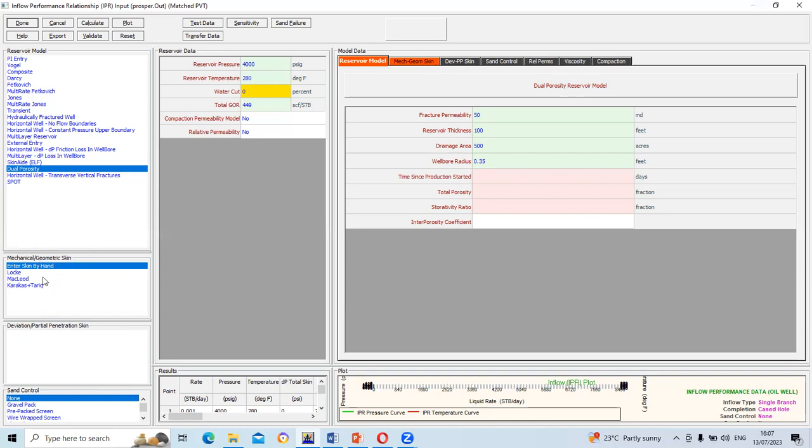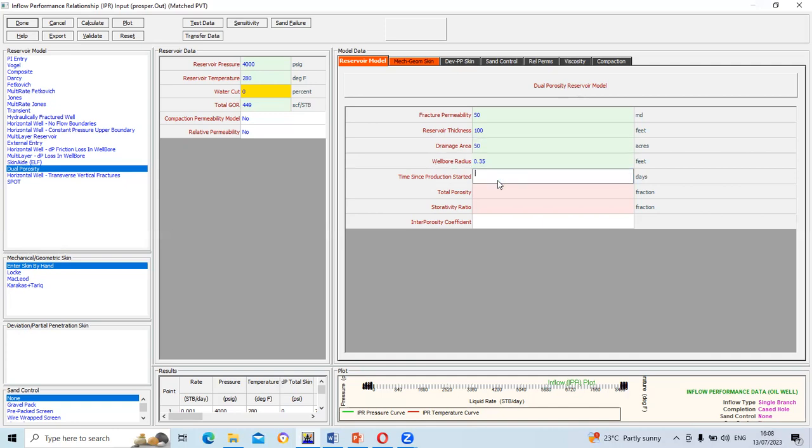Then for mechanical skin, we could just enter by hand a unique value that stands for the mechanical skin, not calculating using the Karakas and Tariq equation. So we have our dual porosity, that's our reservoir. There is some information that we need to put in. So our reservoir permeability, that is it. Reservoir thickness, we could leave it like that. Reservoir drainage area, we could reduce it a bit, but there's still no problem to leave it like that.